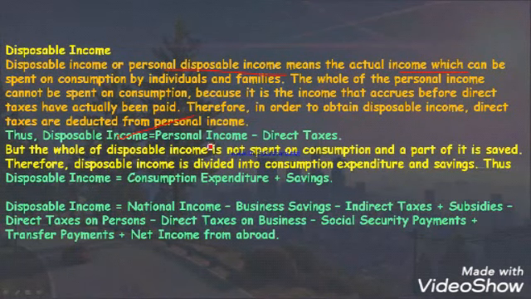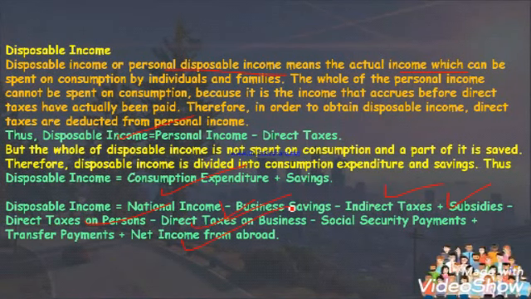Disposable income is equal to personal income minus direct taxes. Another formula is consumption expenditure plus savings. So disposable income is equal to national income minus business saving minus indirect taxes plus subsidies, minus direct taxes on person, minus direct taxes on business, minus social security payments, plus transfer payments, plus net income from abroad.